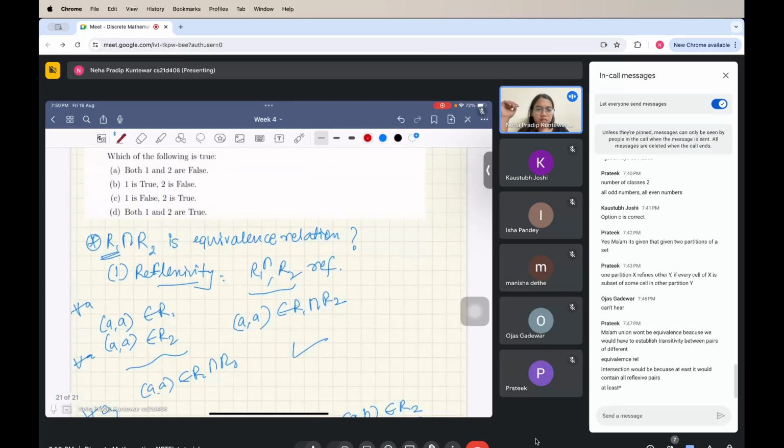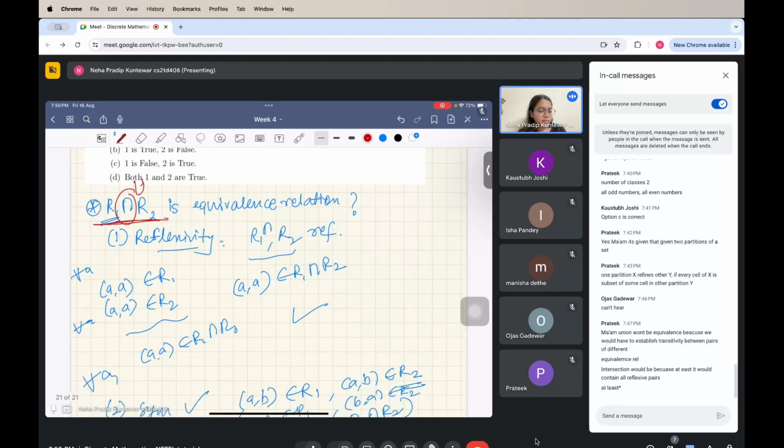Is this fine with everyone? So the claim is that the intersection is an equivalence relation. So if there are any questions about this part, then let me know. Okay, good. So let's look at what happens if I change this to union now. Let's do this step by step again.